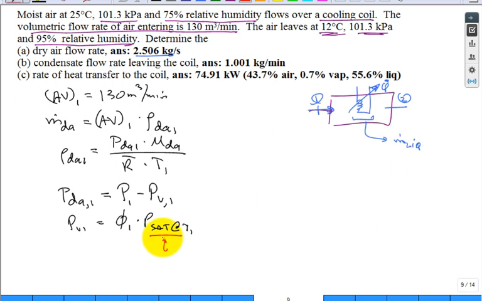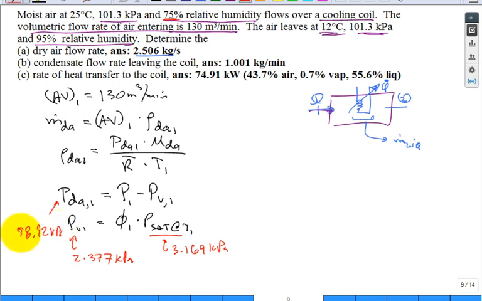All right, so the saturation pressure would be 3.169 kPa, such that the vapor pressure, at 75% relative humidity, becomes 2.377 kPa. Then the dry air pressure is 98.92 kPa.